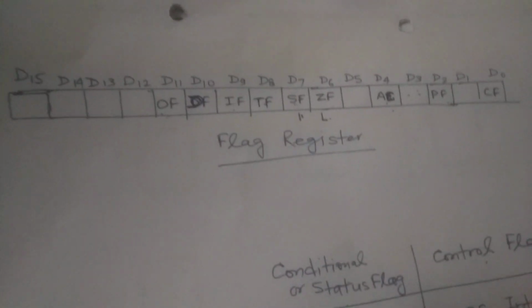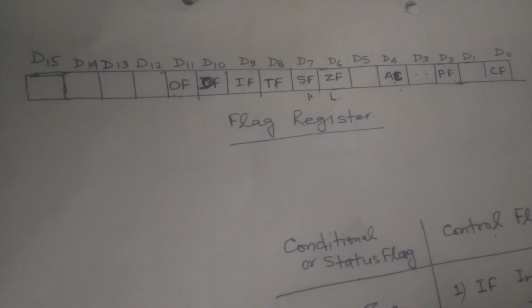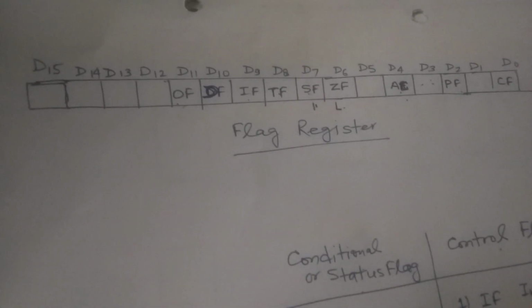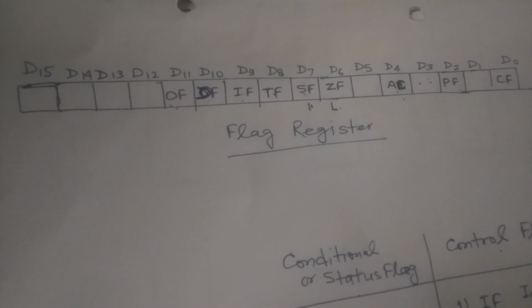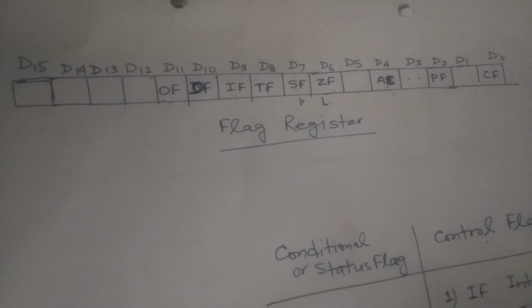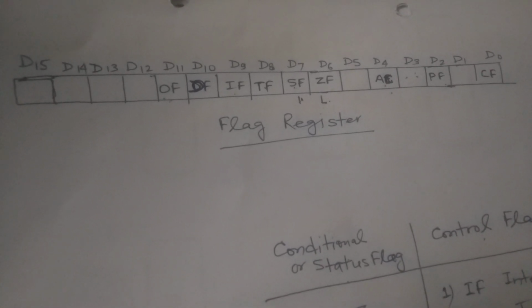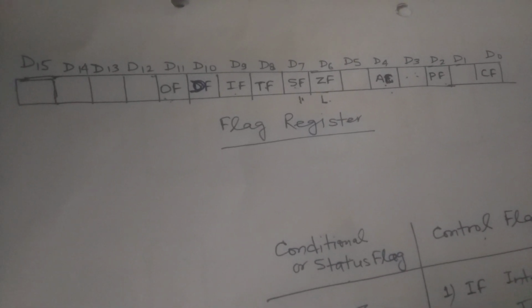Dear students, now we will discuss flag registers in 8086. As we know, flags are a set of flip-flops which are used to show the status of any arithmetic or logic operation. In 8086 there are 9 different flags which are given in the 16-bit flag register.